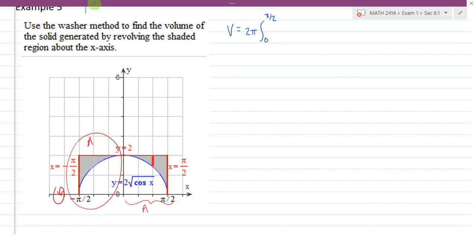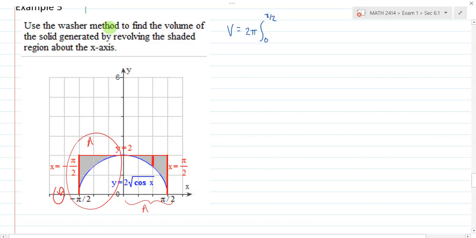When I revolve this around the x-axis, my representative rectangle is going to be this distance right here. Looking at that, I need to determine what is my outer radius and what is my inner radius. Well, the outer radius is going to go from here to here. It's constant because it stays the same as x moves along from 0 to pi over 2. The inner radius is going to be the distance that goes from here. So the outer radius is going to be this top function, y equals 2. The inner radius is going to be this inside blue function, y equals 2 square roots of cosine x.